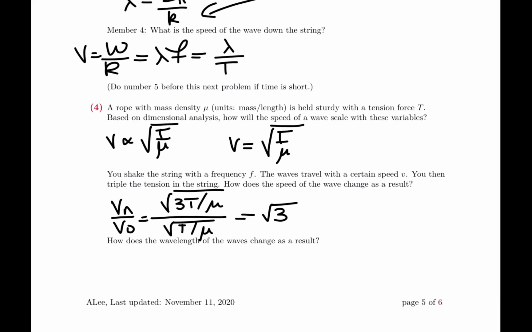How does the wavelength of the waves change as a result? You are shaking the object with the same frequency f. That has not changed. You have not changed how much you're shaking the string. But the velocity has increased by a factor of square root of 3. So I'll let you do the ratio, and you can show that the new wavelength is also square root of 3 times longer as a result.